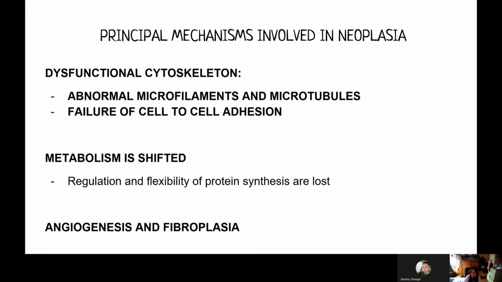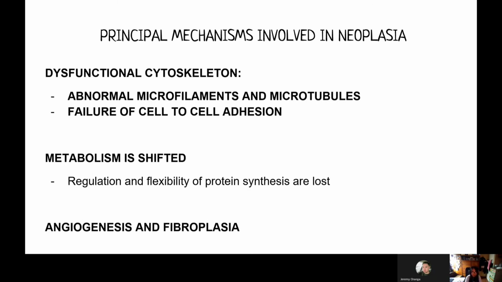Next we have the failure of cell-to-cell adhesion. Gap junctions are the communication between cells. But in this case, it is broken and it prevents the direct communication between cells. And therefore, the metabolites are not shared properly. Also, the intercellular junctions become abnormal.